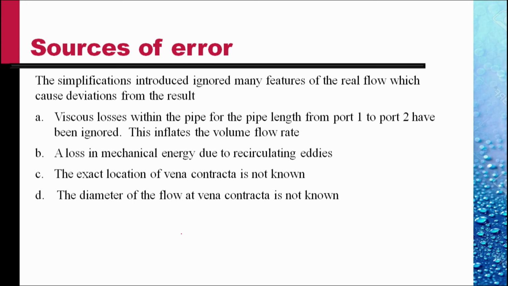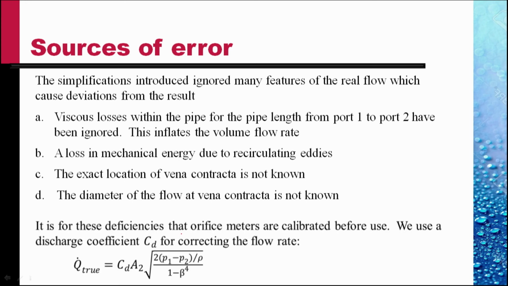And so we cover our ignorance by introducing a coefficient CD. We multiply the theoretical Q dot, the volume flow rate obtained, by CD to get the true volume flow rate, and that CD is obtained by calibration before use.